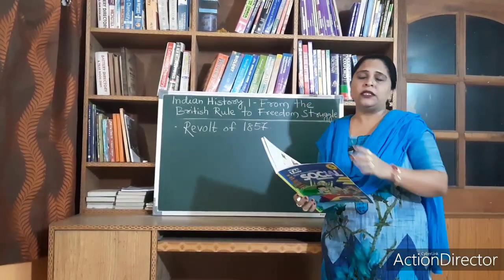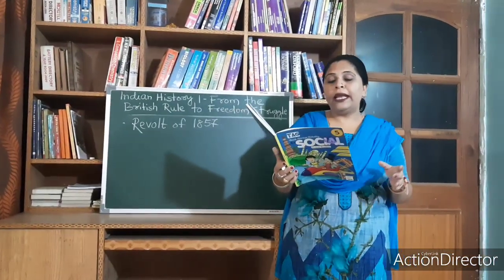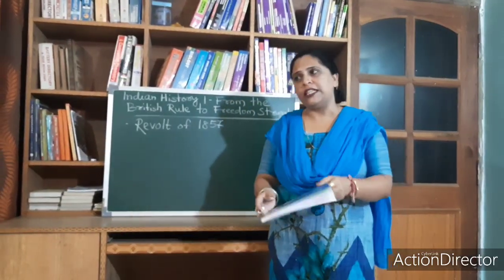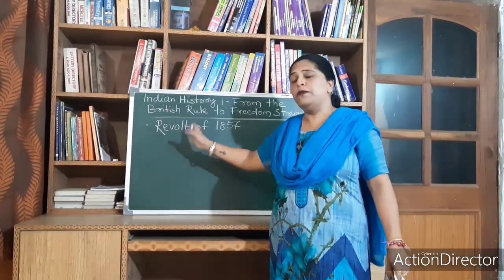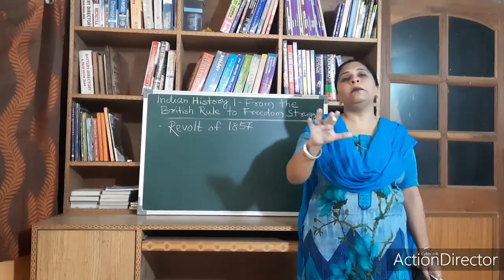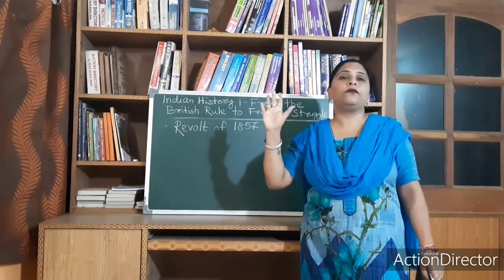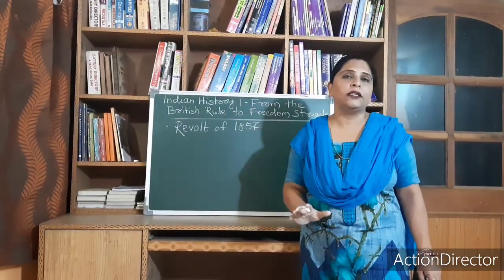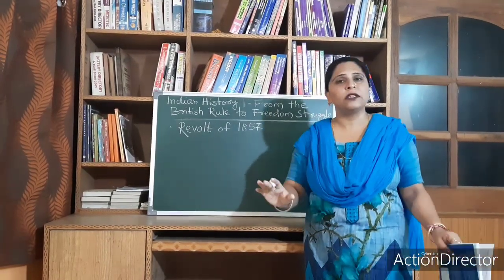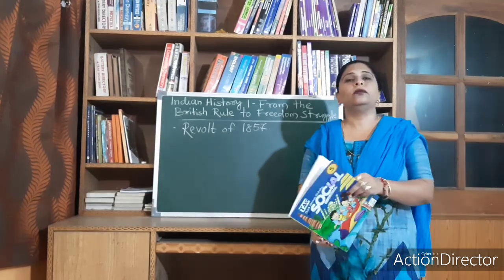The revolt of 1857 is also known as the Sepoy Mutiny. It is also termed as the first struggle for independence. With this revolt of 1857, the world came to know that India was fed up with British rule. This is mentioned in the pages of history as the first war of Indian independence. It showed that the Indian people now wanted to free themselves from the clutches of British rule.